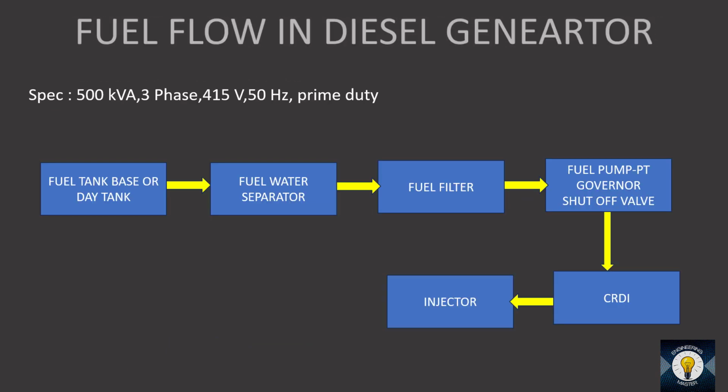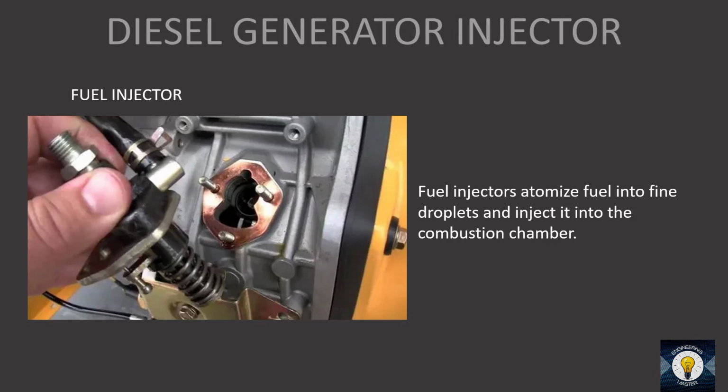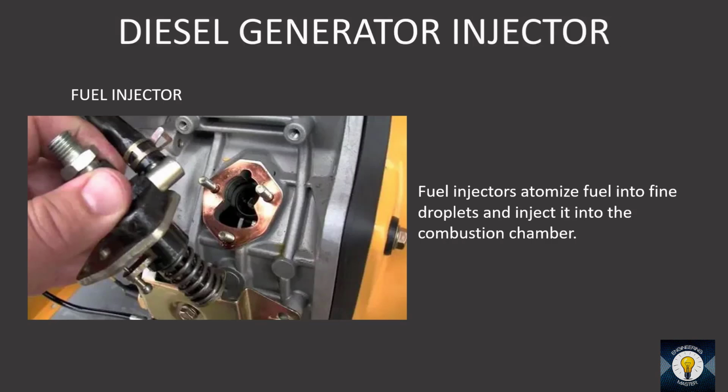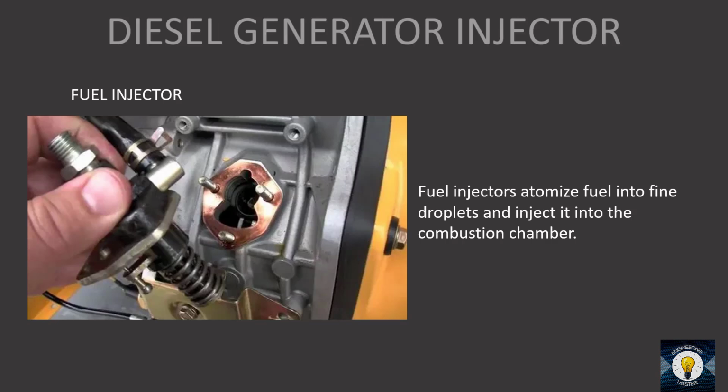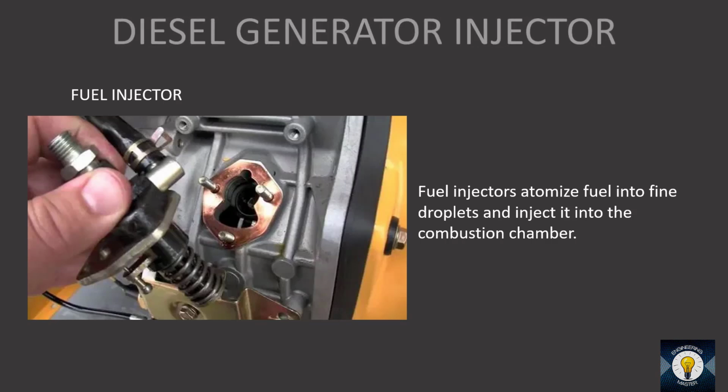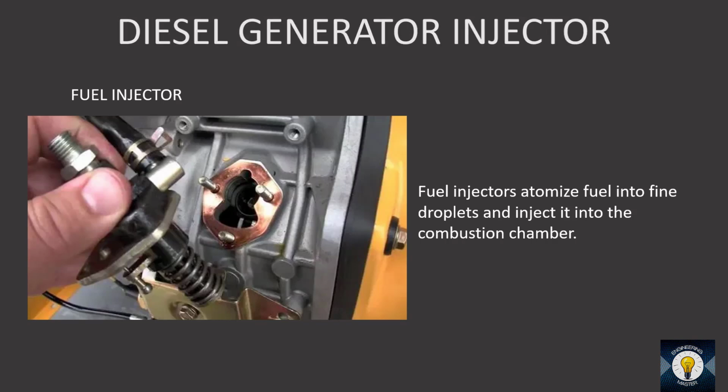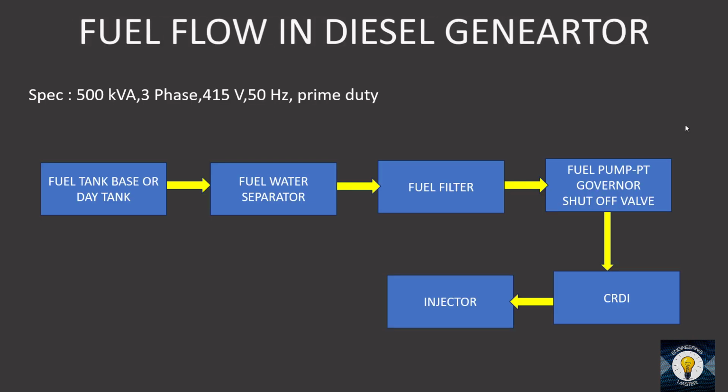The next part is the injector. The fuel injector, what is it doing? It atomizes fuel into droplets. It will divide the fuel into small droplets and inject into the combustion chamber. In the combustion chamber, the fuel will burn in the presence of oxygen. So this is the fuel cycle of a generator.